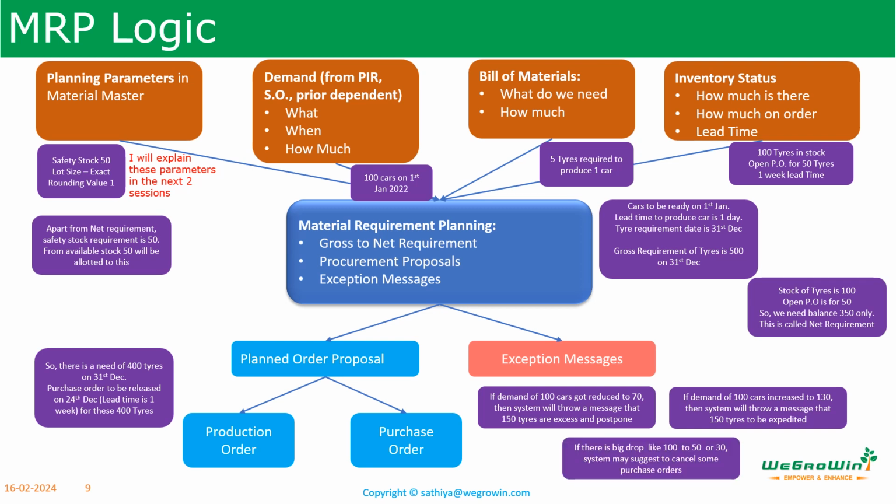In case the demand has reduced drastically, for example 100 to 50 or 100 to 30, there is a huge reduction in the tire requirement, then the system will suggest to cancel the order. So there will be cancellation. There will be schedule out or schedule in or cancellation. These kinds of exception messages will be there. So this is the MRP logic. I hope this is clear. If not, please go through this again. This is very important, and this MRP logic works not only in SAP, in any ERP you take, this will be the logic.